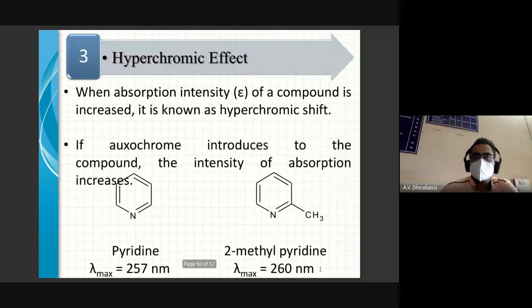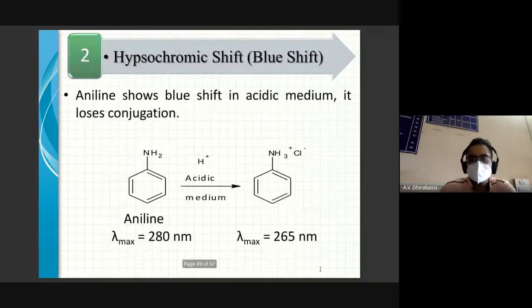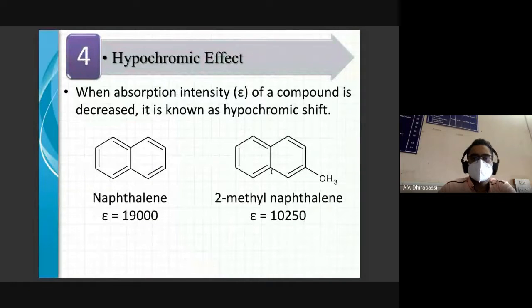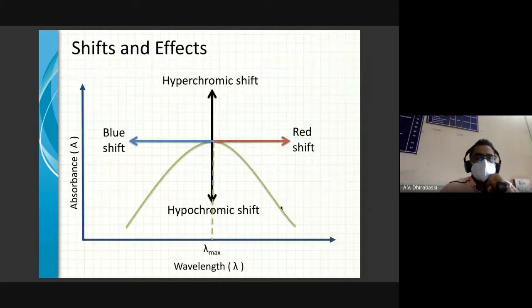Hyper means extra. Hypo means reduced form. When the absorption intensity of a compound is decreased, it is known as the hypochromic shift. Here is naphthalene, with 19002. This is 2-methyl naphthalene, 1025. Very big changes happen here. Okay, that is the hypochromic shift and effect.